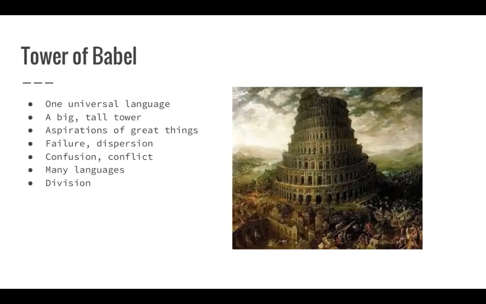So I'd like to, before I get into the glossary, draw your attention to two historical events. One, the Tower of Babel, which as we know was a catastrophic failure. An attempt to make a universal language, great aspirations for wonderful things, and it ended up in failure and dispersion, confusion, and conflict. Next slide, please.